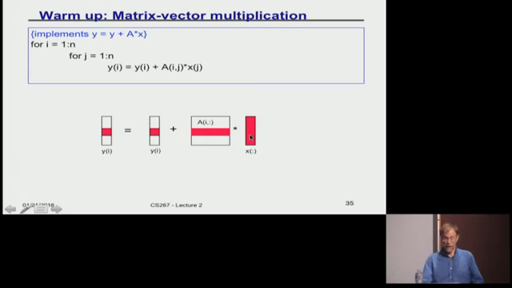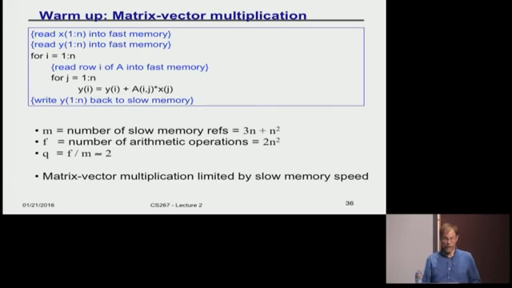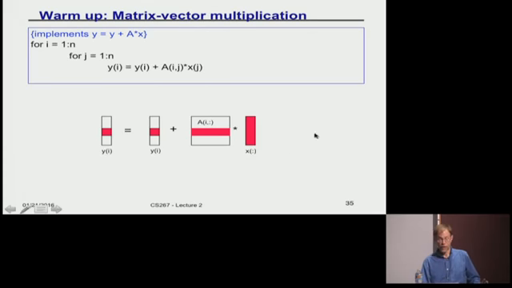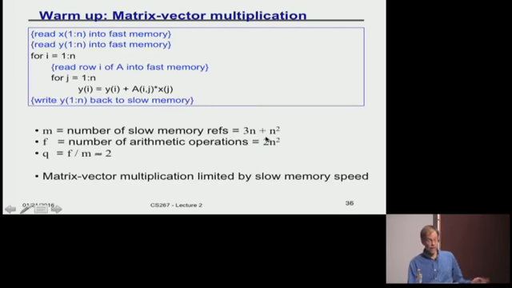So now let me annotate this with what the actual memory movement is. This is the code that you write. Let me assume that I can fit x into fast memory, just to keep it simple. So n words fit in fast memory. I can read them in and keep them there. And all the n entries of y fit, so I'm going to read them in and keep them there. And then I'm also going to assume that I can fit a whole row of A.